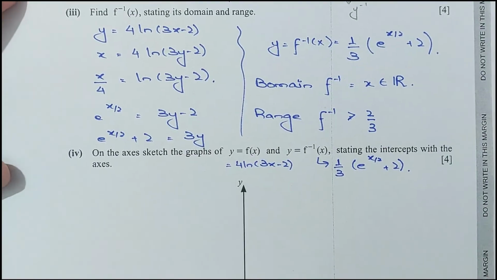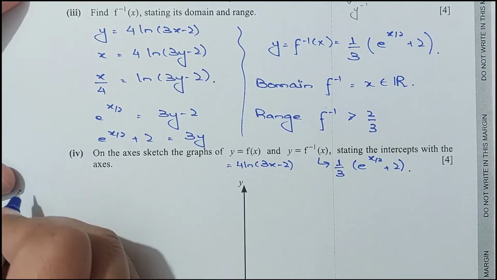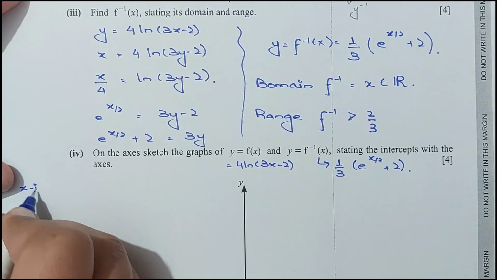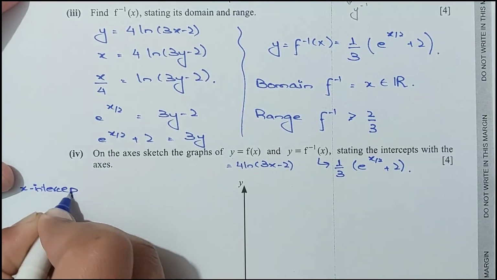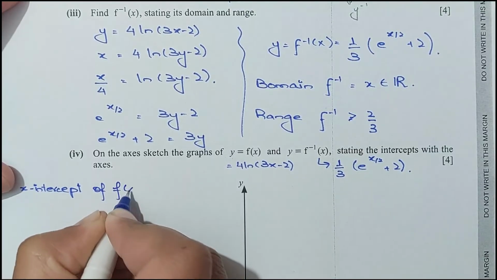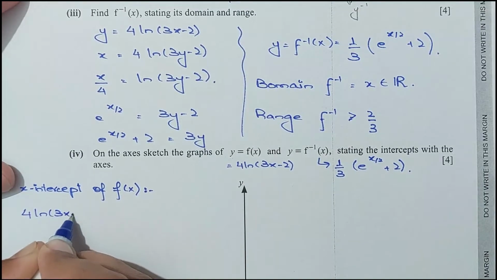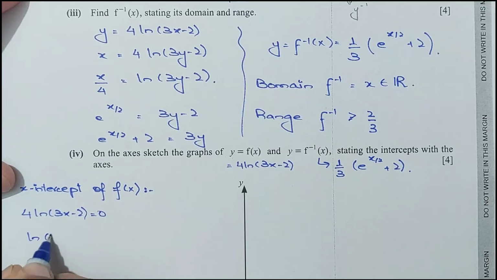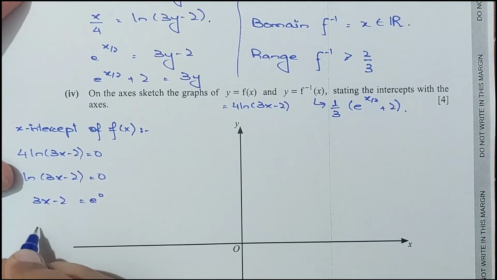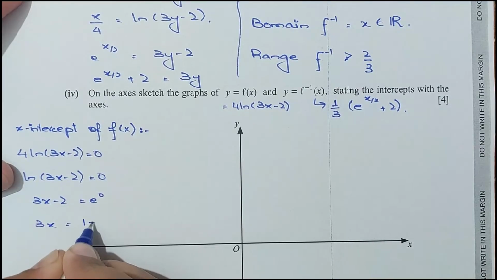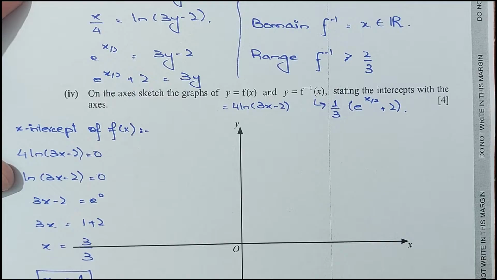Okay, let me find the x-intercept of f of x. F of x equals 0. 4 ln(3x minus 2) equals 0. Ln of (3x minus 2) equals 0. 3x minus 2 is e to the power 0, which is just 1. So 3x equals 1 plus 2. So x should be equal to 3 by 3. So x equals 1. This is the x-intercept of f of x, right?